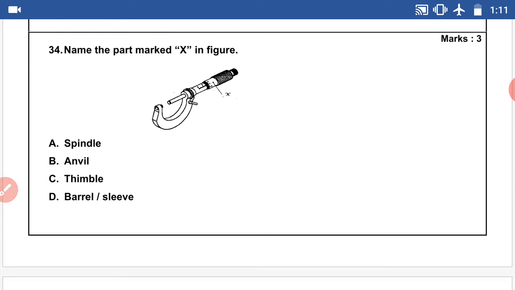Question number 34. Name the part marked X in the figure. The X mark is the thimble. Option C is the correct answer.